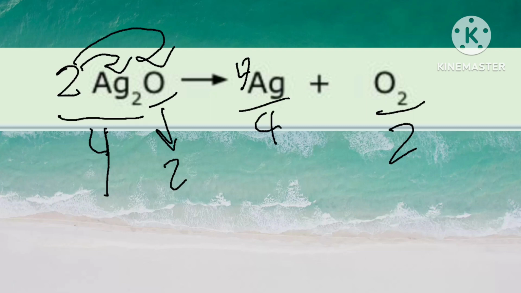Okay, this is how to make it equivalent. You will add a coefficient of 2 to the first side to make the Ag 4 and to make the O 2 on the other side. And you will add a coefficient of 4 on the other side to make the Ag 4, and the O on the product side is perfectly fine. So that's how you make that one equivalent.